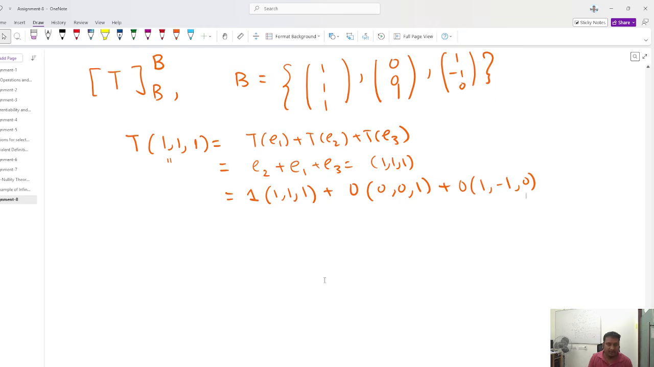Now, similarly, T of (0, 0, 1). This is T of E3, right? This is (1, 0, 0) if I'm not wrong.